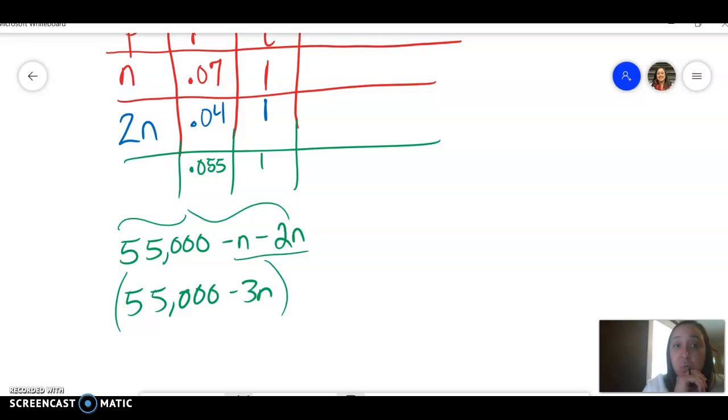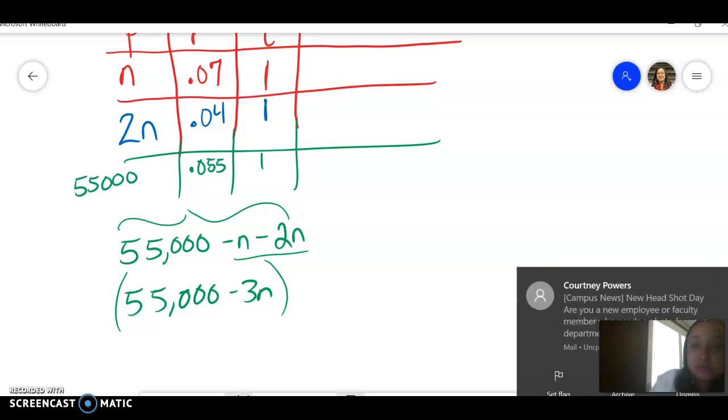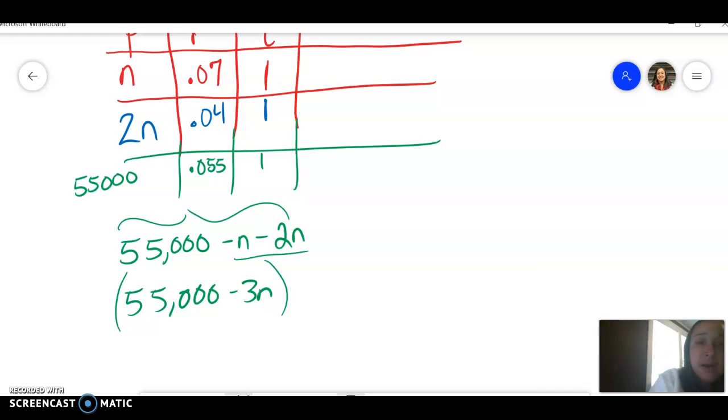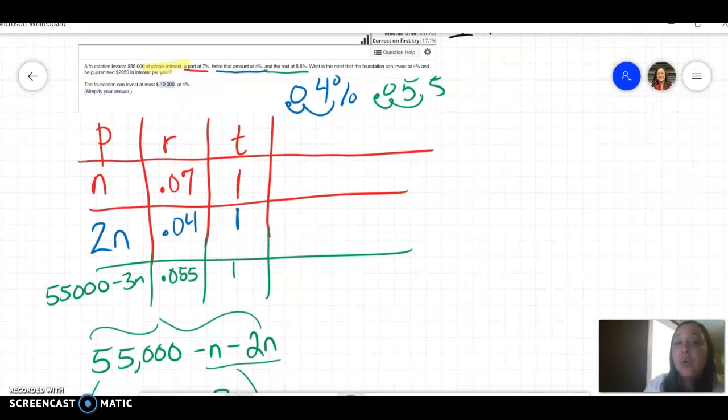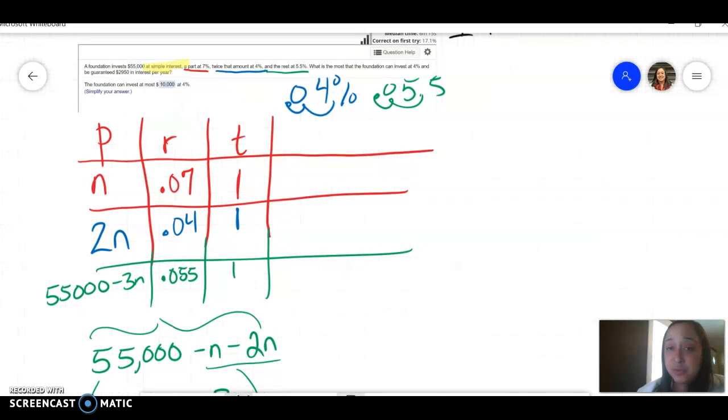So what is my principal? My principal is that 55,000 minus 3n. So why do I need all of that? Well, I've got to find my simple interest for each one of these. So my simple interest, can I put A is equal to PRT?